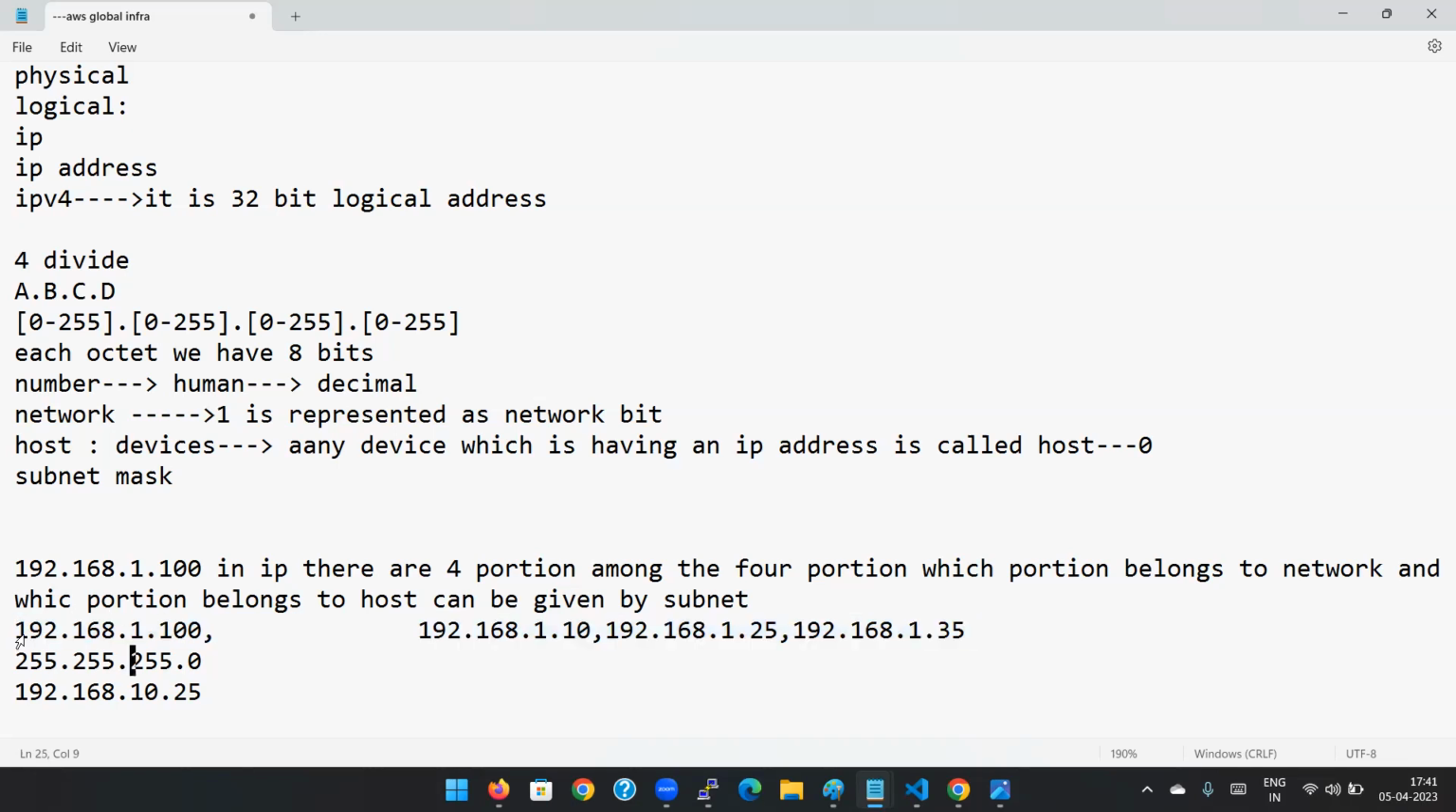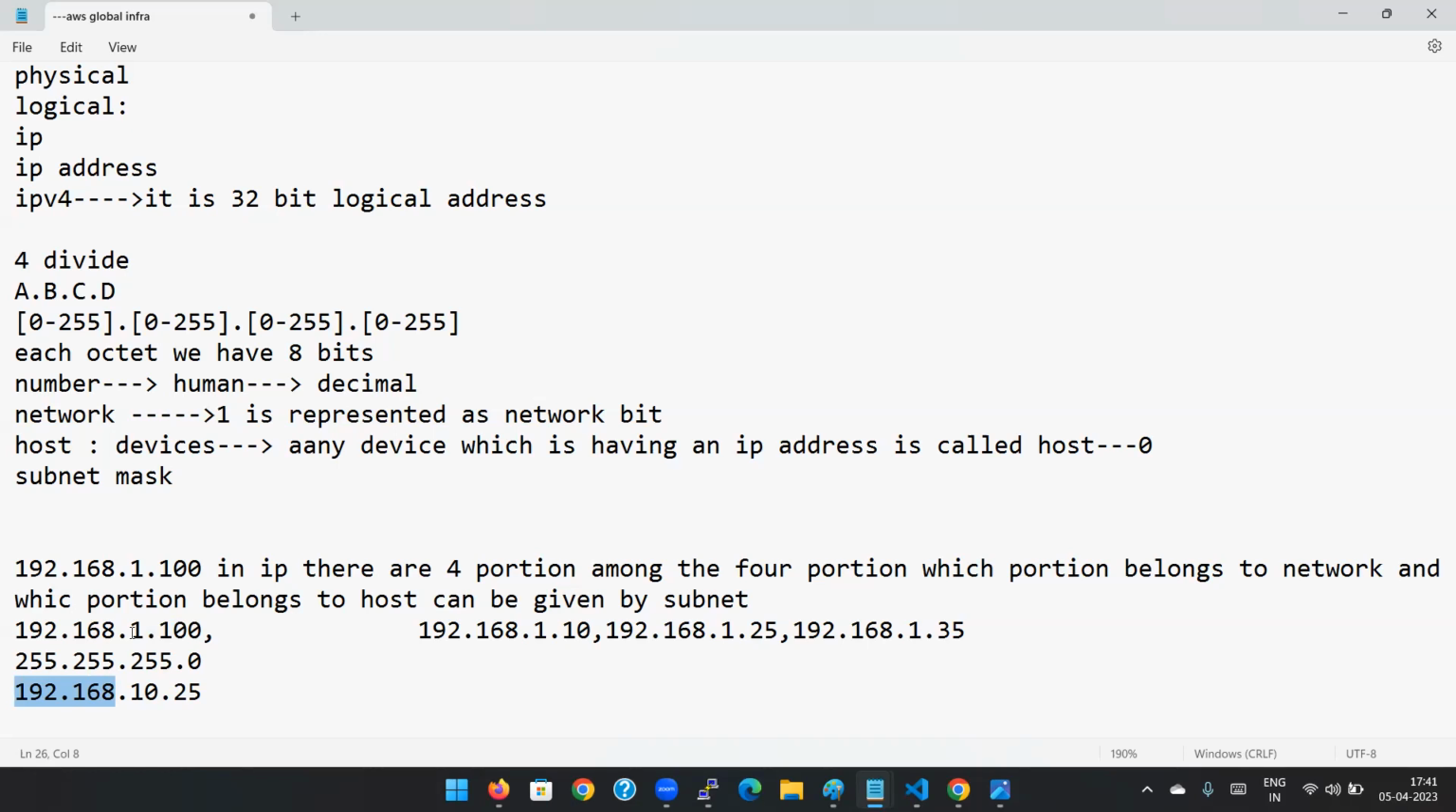Why? What is the subnet mask representing? The subnet mask represents the network portion of the IP address. There are three network portions, which means the subnet mask is saying that the first three network portions of the IP addresses should be the same. If I want to say these two devices are in the same network, I need to check the network portions. In the first IP address, the first two octets are the same, and in this IP address also the first two octets are the same.